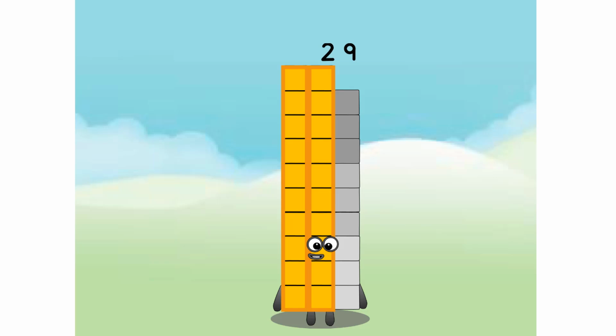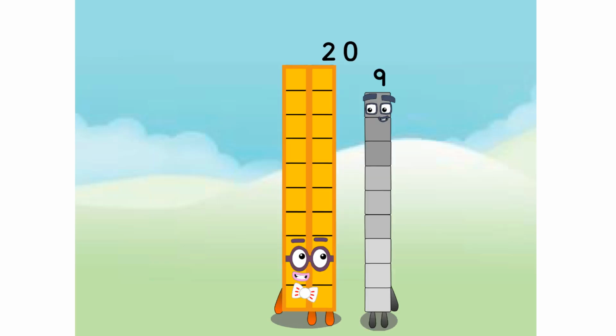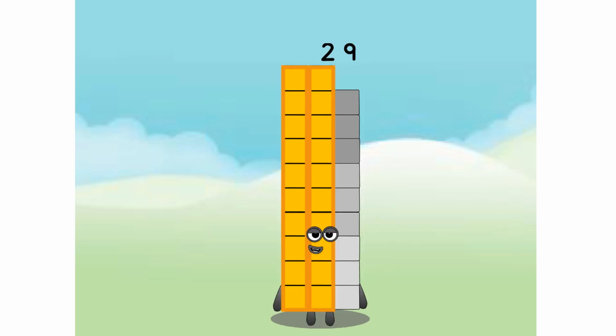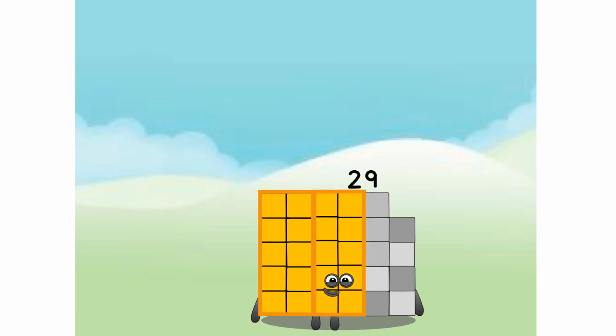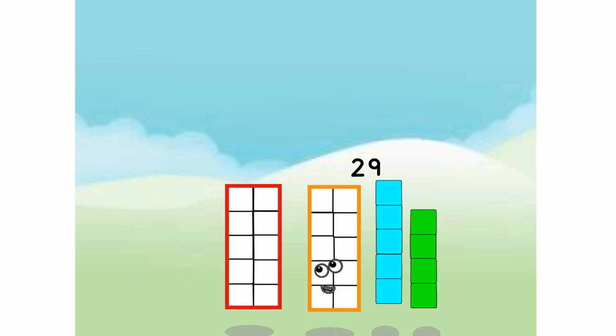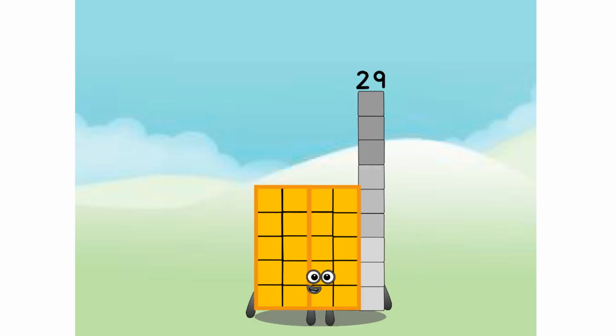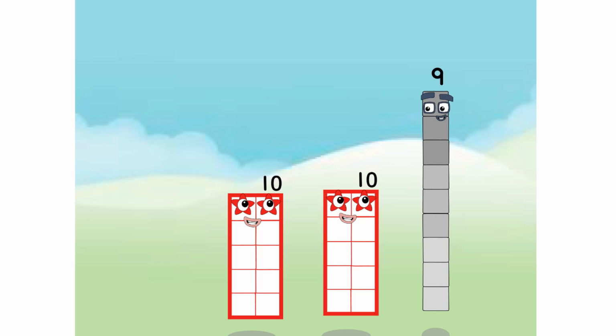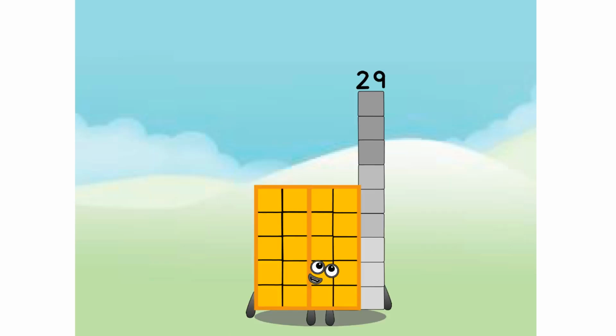29. I got a prime position. To start with, I am 20 and 9. Even with only having prime position rectangles, I can still be special. I'm 2 tens, 1 5 and 1 4. And I'm 2 tens and 9. 29. But I'm alone. We'll soon fix that.